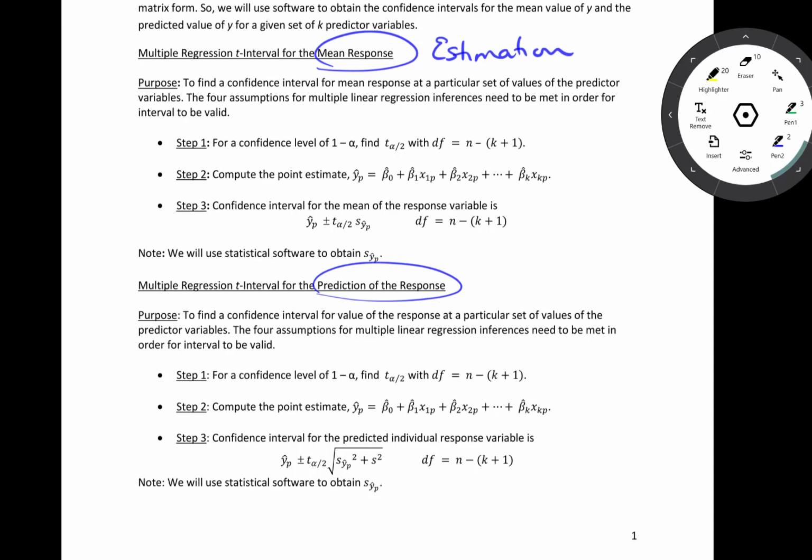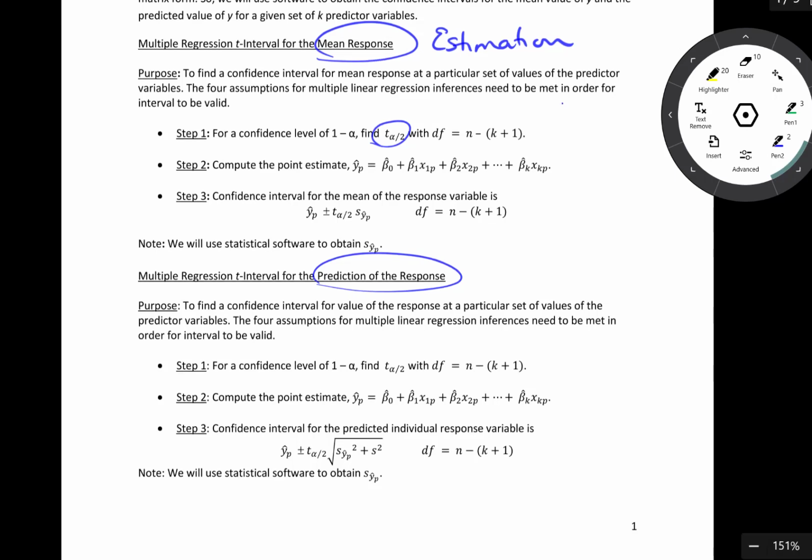So, for example, looking at the estimation interval, to find that confidence interval for the mean response at a particular set of values, the 4 assumptions of the multiple linear regression inference need to be met in order for this to be valid. But notice, if you've already determined that the model is useful, you've actually already checked all of those assumptions. So to find this interval, we would find our critical value, which is still going to be a t-value, but notice the degrees of freedom are slightly different here. Before we had n-2 because we only had a single predictor. Now our critical value is found with degrees of freedom n-k+1, where k is the number of predictor variables.